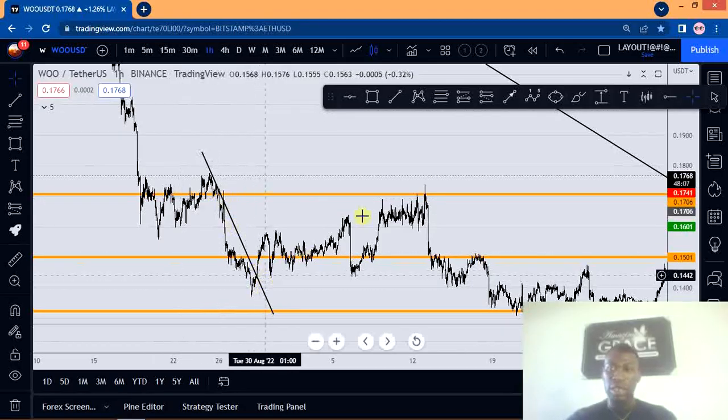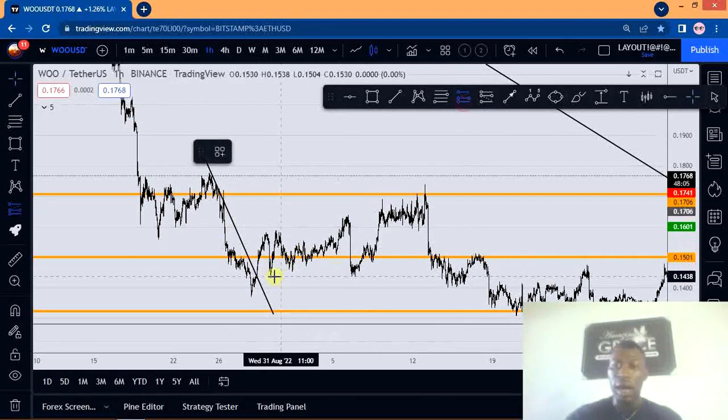Because now I'll just show you how I use trend breakout. This is a downtrend. I just put this. I'll take a long position over here.